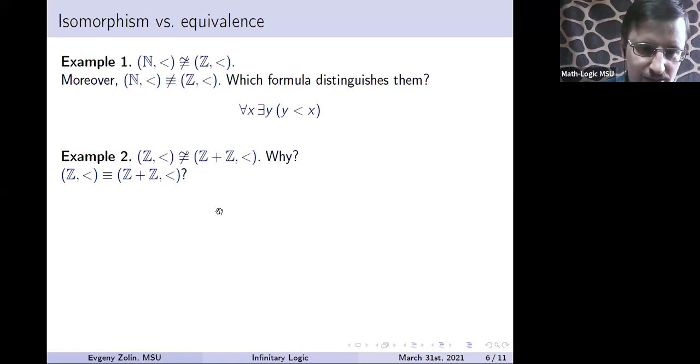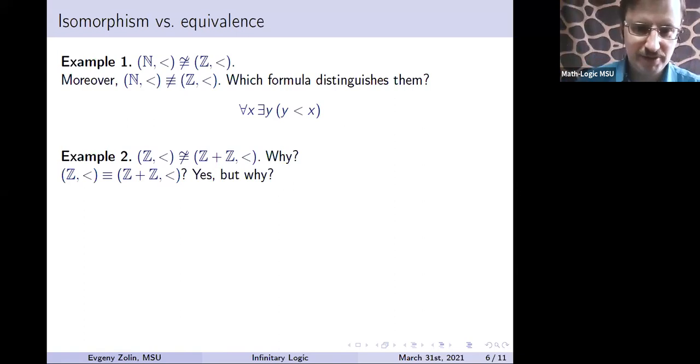And in fact, there is no such formula. The theories of these two structures are the same if we write them in the first order language. So they are not isomorphic, but the theories are the same. And games are the tool that will enable us to prove that they satisfy the same sentences.